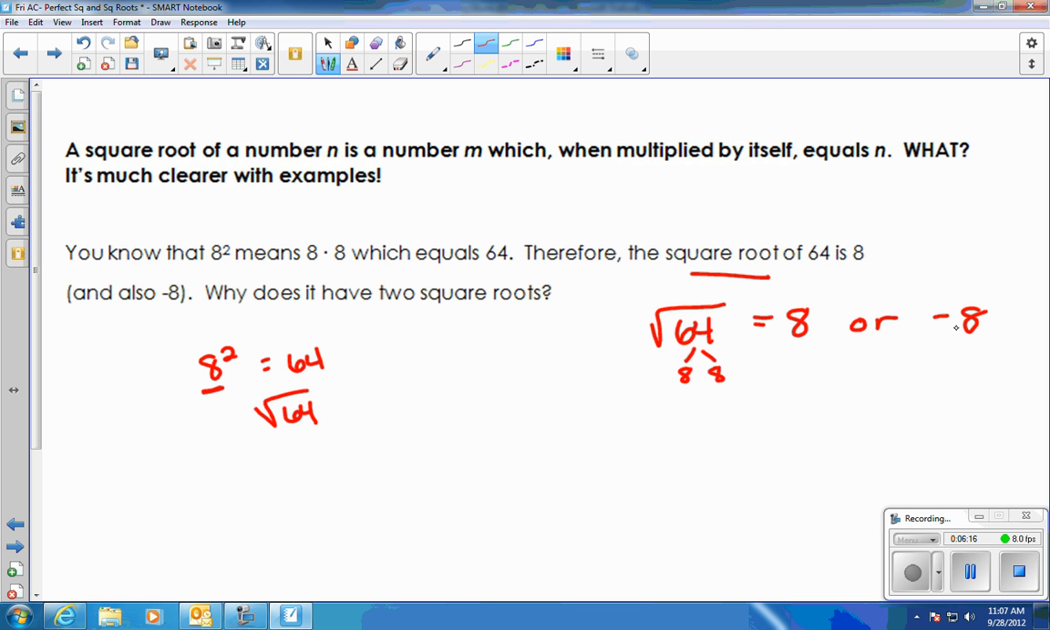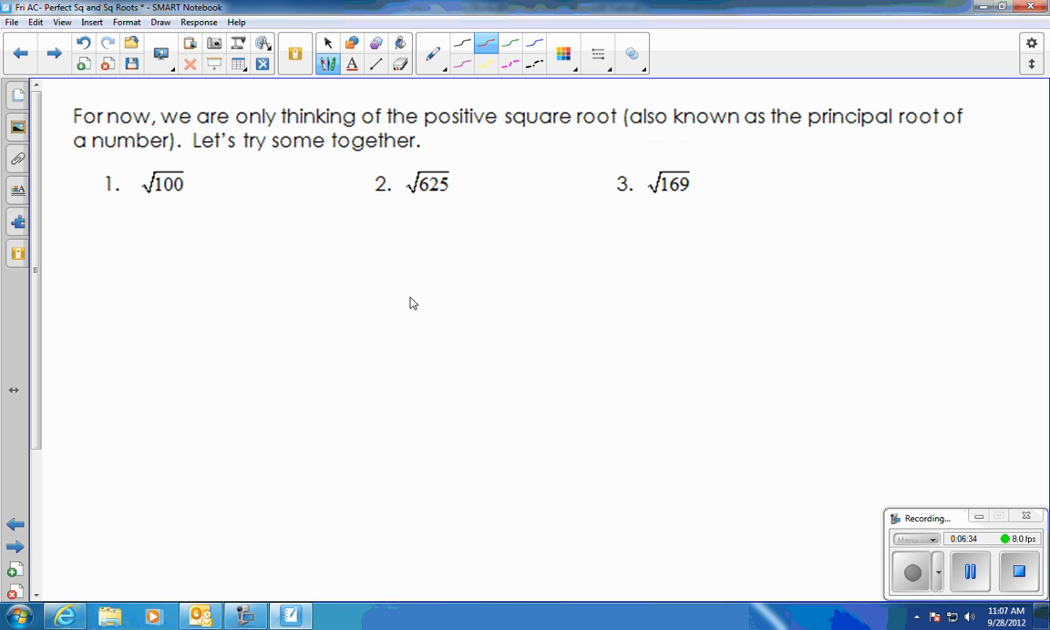Now let's go back to that negative 8. Why did I say negative 8 works? Well, if you remember your integers, negative 8 times negative 8 is also a positive 64. So technically, both of these answers work. Let's try some more. Square root of 100. Now, we're only going to be doing the positive square root, which is also known as the principal square root. So that means we're ignoring the negative for now.